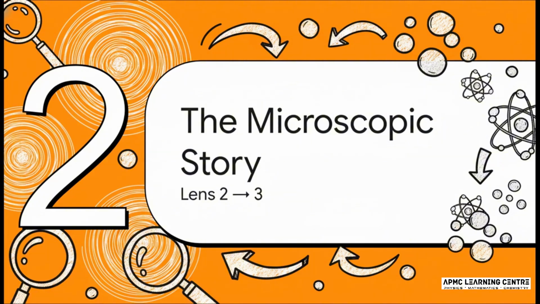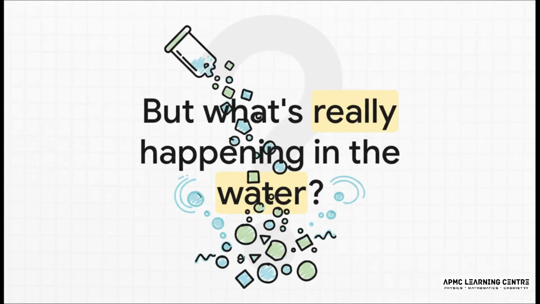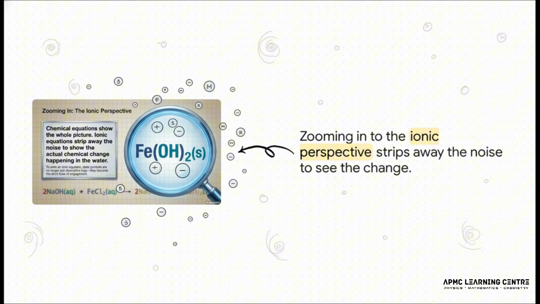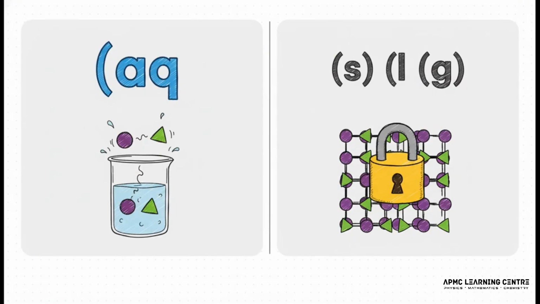But to get the real story, we need to zoom in even further. It's time to move from lens 2 to lens 3. This full equation is great, but it kind of leaves you wondering, right? When it says these things are dissolved in water, what's really happening down there at the particle level? To answer that, we're grabbing our microscopic lens. We're about to write the ionic equation. And the whole point of this is to strip away all the background noise and see only the particles that are actually changing. And it all comes down to one simple, powerful rule.